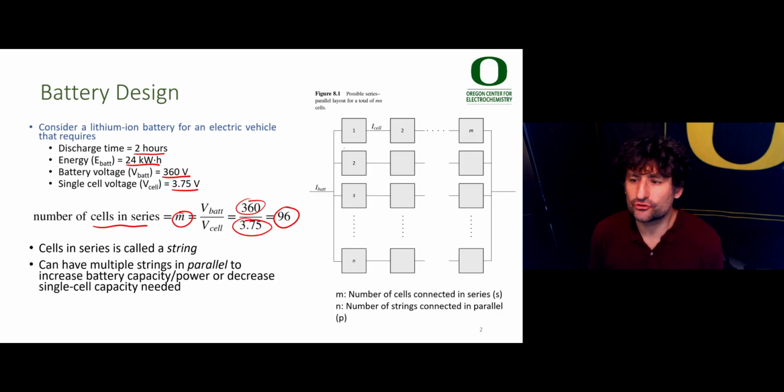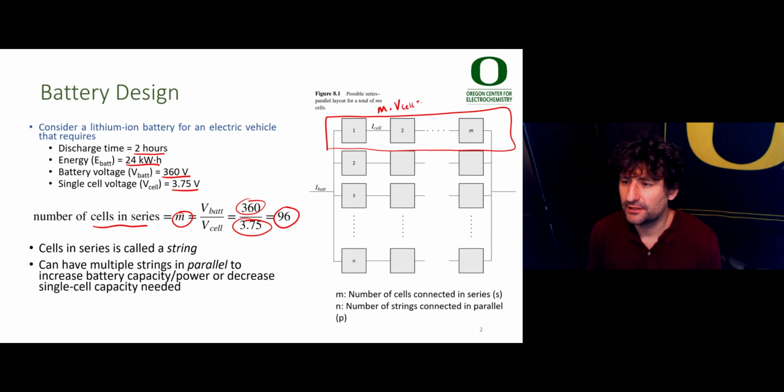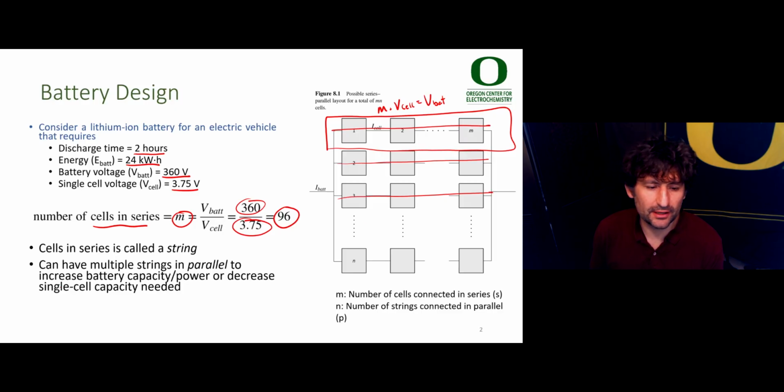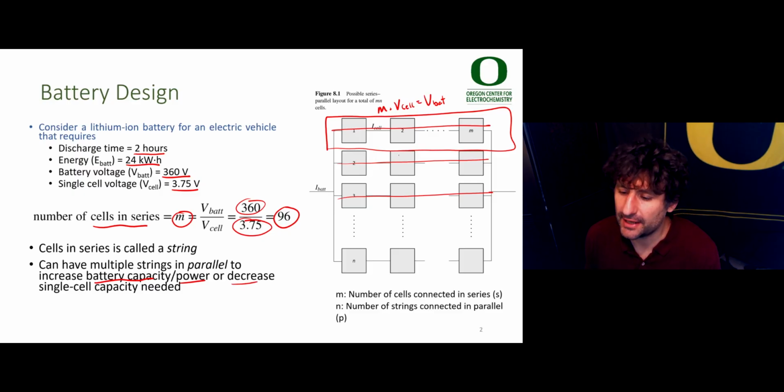Now this is called a string. An individual string of cells in series whose voltages add. So we have M times V cell equals the voltage of the battery. We can put these strings in parallel to increase both the battery capacity and its power, or decrease the capacity of an individual cell if you wanted to use differently sized batteries.